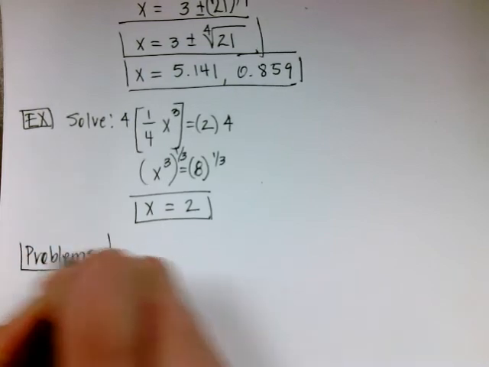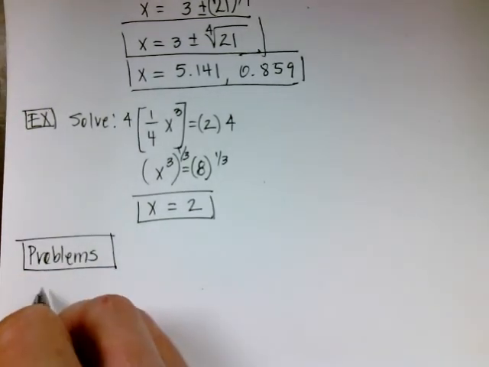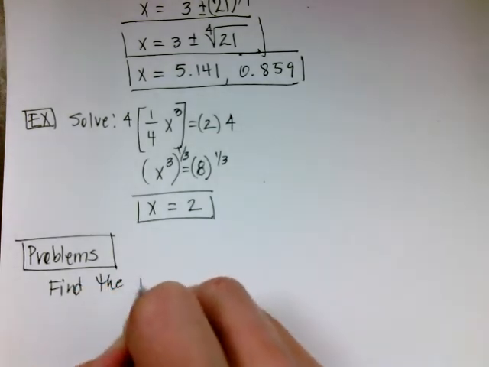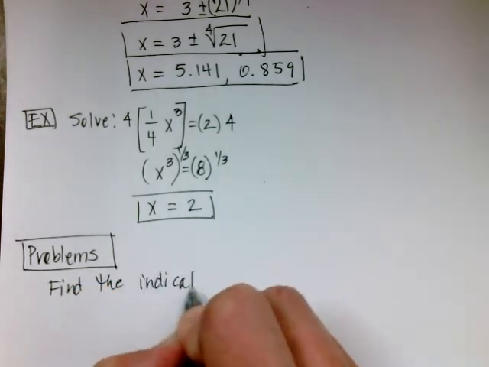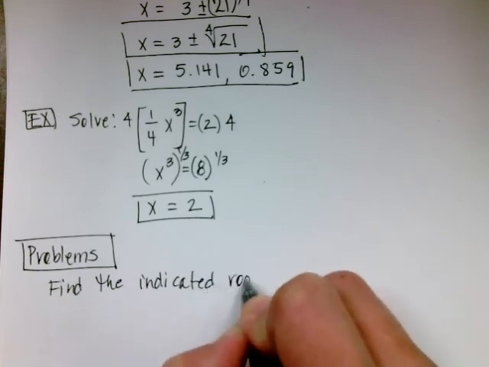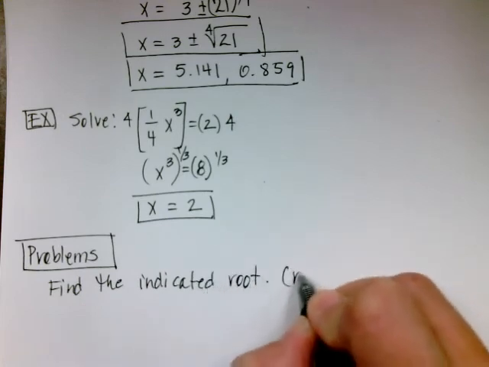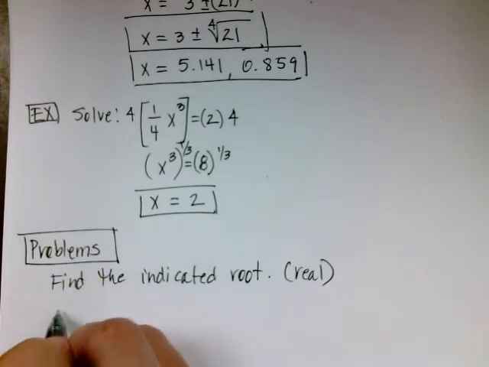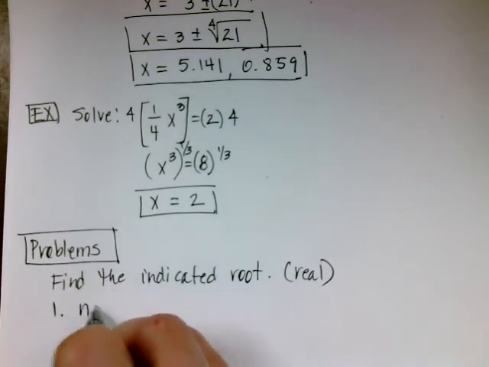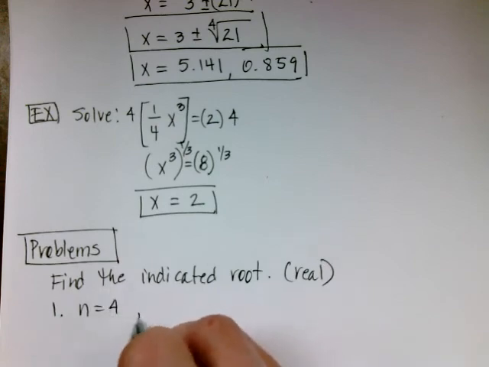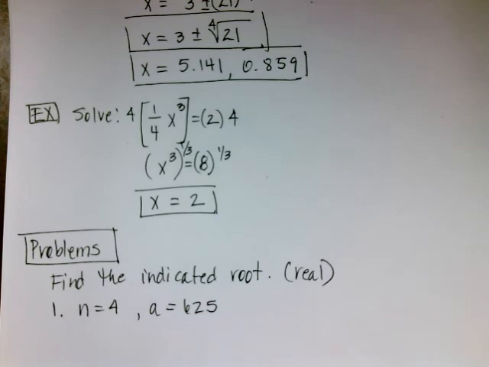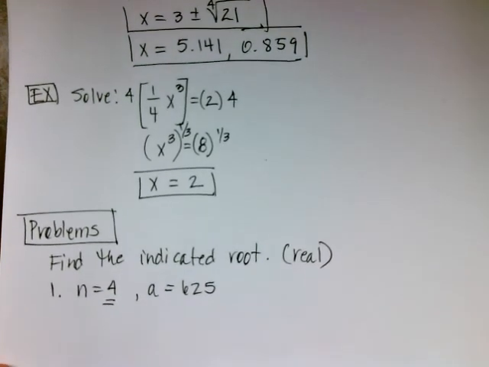Really nice and short video to get us started again. The first set of directions says find the indicated root. Okay, and of course they're going to be real. Eventually we would find imaginary roots. So number 1, I want the 4th root, and the number that I'm finding that of is 625. Remember, this is an even root, so you need to be careful with your signs.